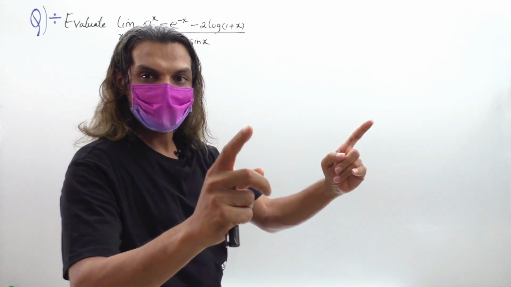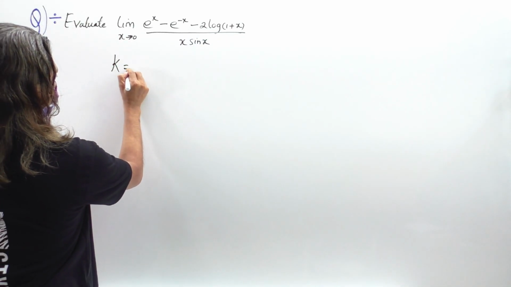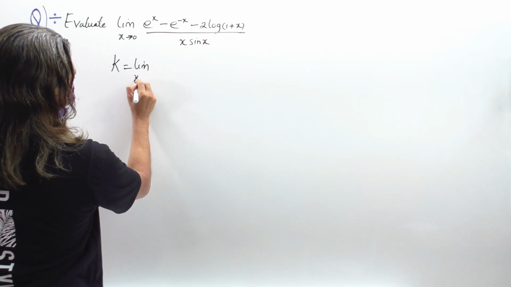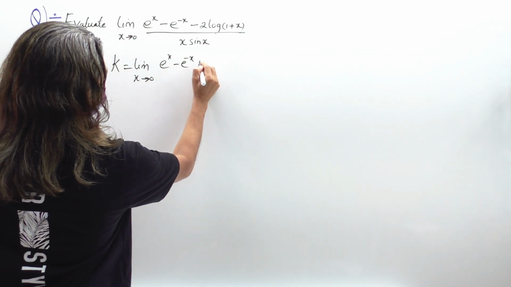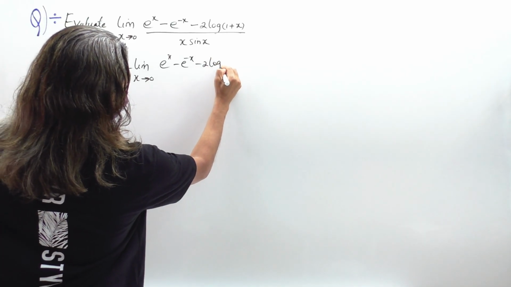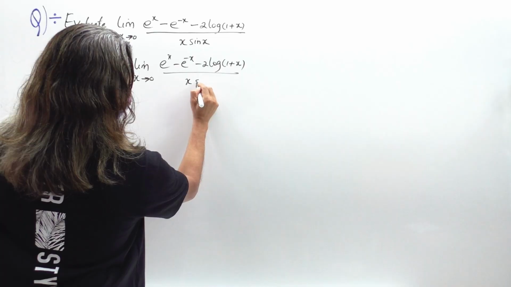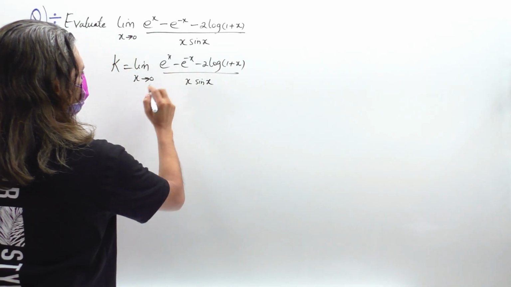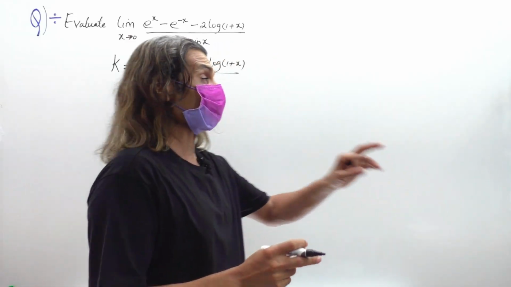So the first step, always assign k is equal to. So k is equal to limit x tends to 0 of e raised to x minus e raised to minus x minus 2 log 1 plus x upon x into sin x. Solving mathematics problems is like discipline. So follow the discipline, you'll get the right answer. So first assign k is equal to.